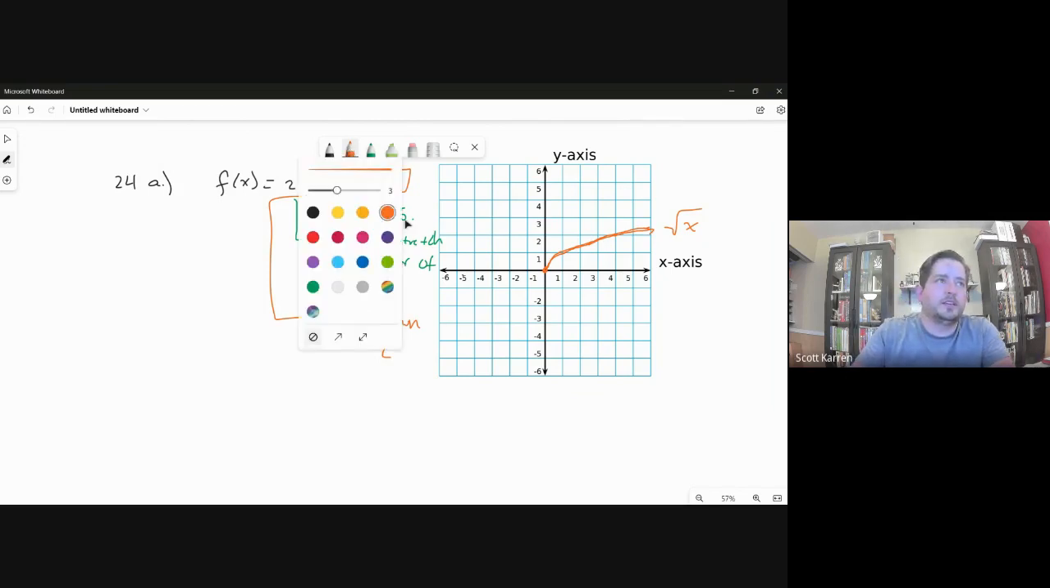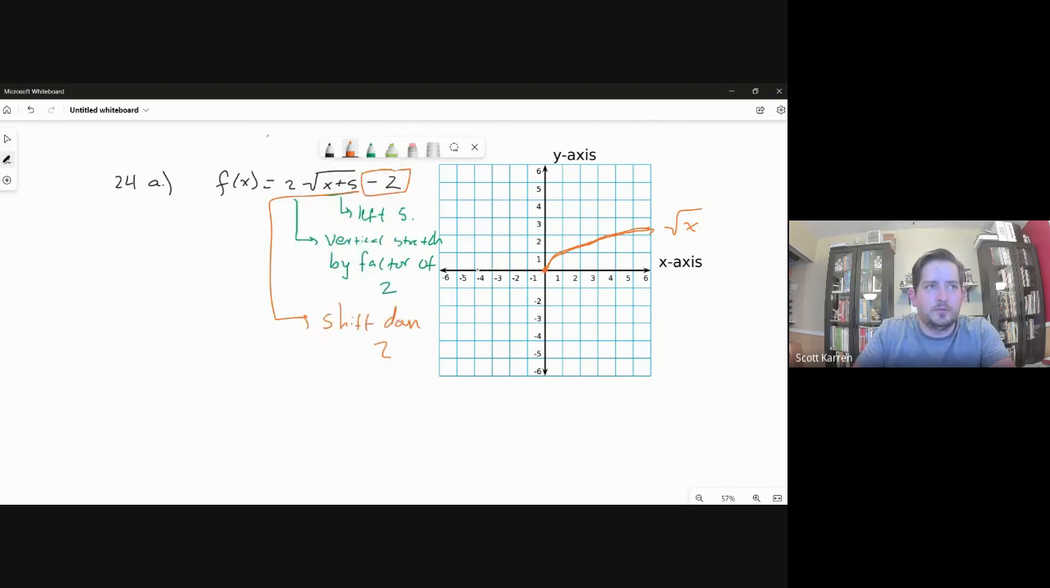I'm going to move this thing to the left 5 units. So all of these, 1, 2, 3, 4, 5. 1, 2, 3, 4, 5. So the shift of left 5 units gives me something that looks like that, right? That's just a shift to the left. But I'm also going to stretch this thing by a vertical factor of 2.